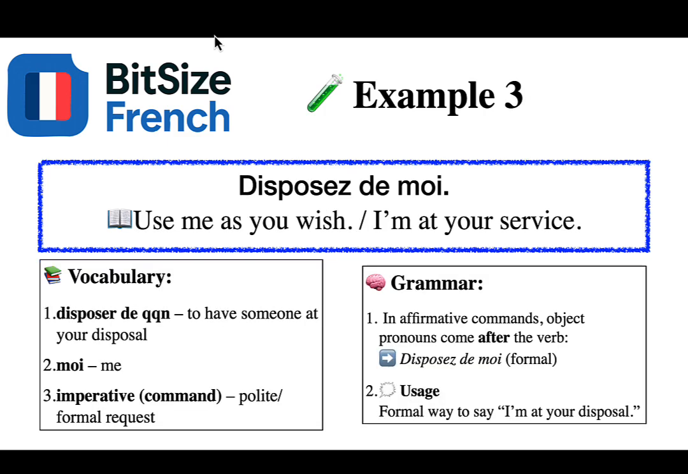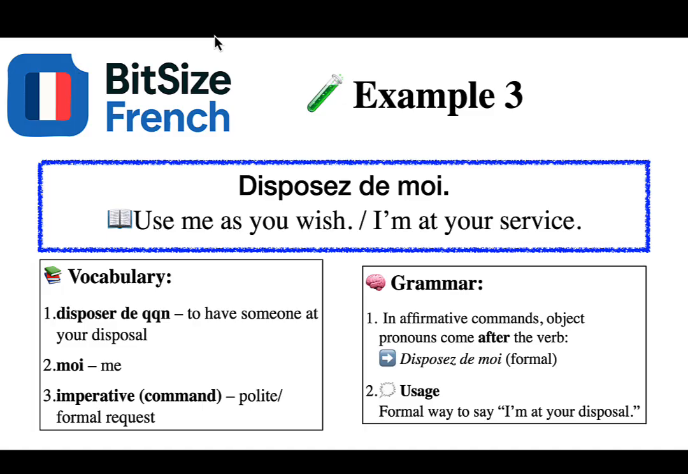Okay, cool. The third example is going to be disposer de moi. Use me as you wish, or I'm at your service, or I'm at your disposal. The vocabulary in this one is disposer de quelqu'un. Instead of disposer de quelque chose, this is adding a person. Disposer de quelqu'un, to have someone at your disposal. Moi is me. And we are using the disposer in the more polite or formal request form.